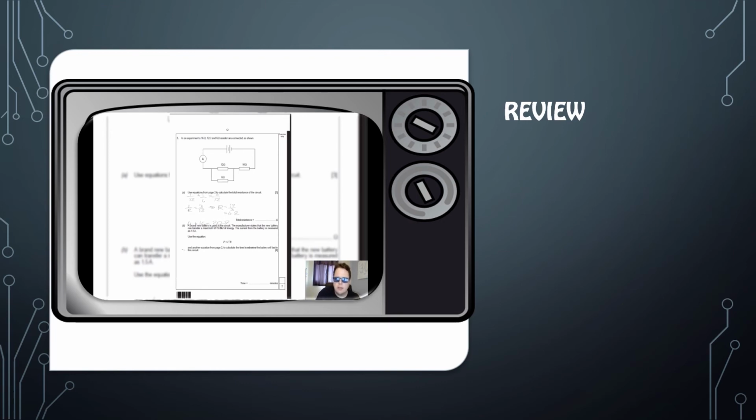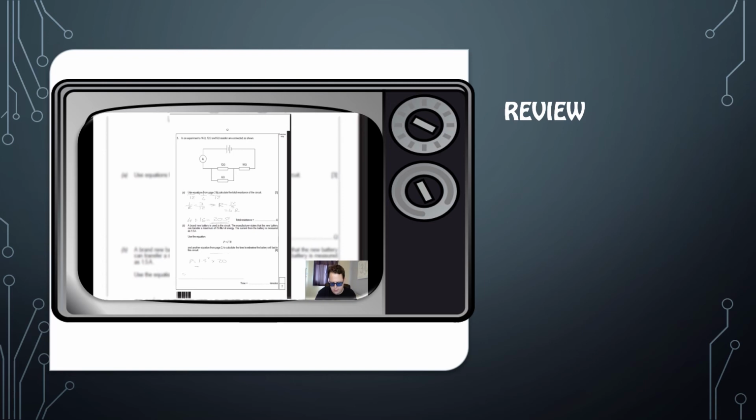A brand new battery is used in the circuit. The manufacturer states the new battery can transfer a maximum of 75.6 kilojoules of energy. The current from the battery is measured as 1.5 amps. Use this equation and another one to calculate the time in minutes that it will last. Okay, so first things first, we need to work out what the power of this circuit will be. So we do power is 1.5 squared times by the 20 we had in our previous question. So this is our overall power.